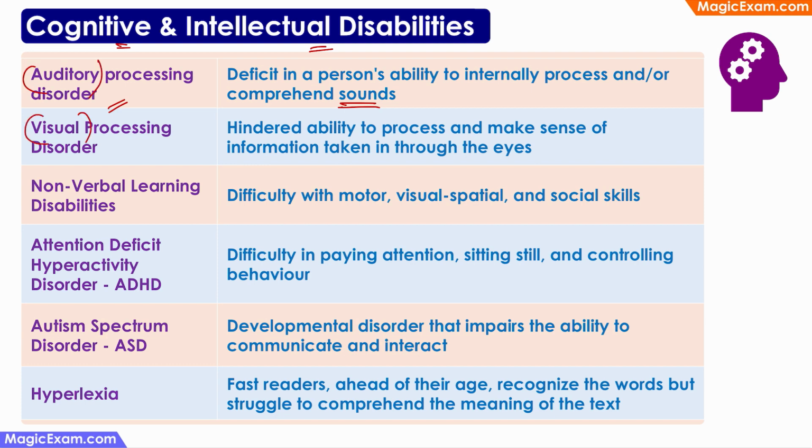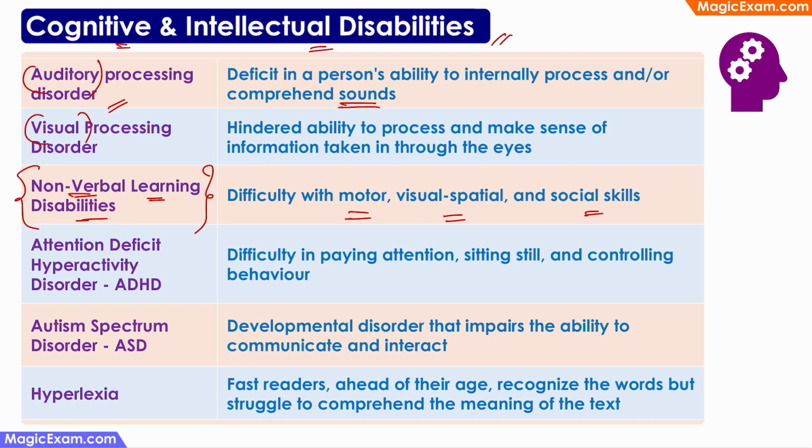Visual processing disorder. The child is not able to make sense of what he or she is seeing. Right? It is not just limited to reading, but beyond that, the child is not able to understand the information that he is getting through his or her eyes. So that is visual processing disorder. Next, non-verbal learning disabilities. That is, the child has a problem with motor skills, or the child has visual spatial skills. So the child is not able to think in 2D or 3D, or the child has very poor social skills. And these are all because of some cognitive or intellectual disabilities. So there are plenty of non-verbal learning disabilities that children may have, which have different types of symptoms.